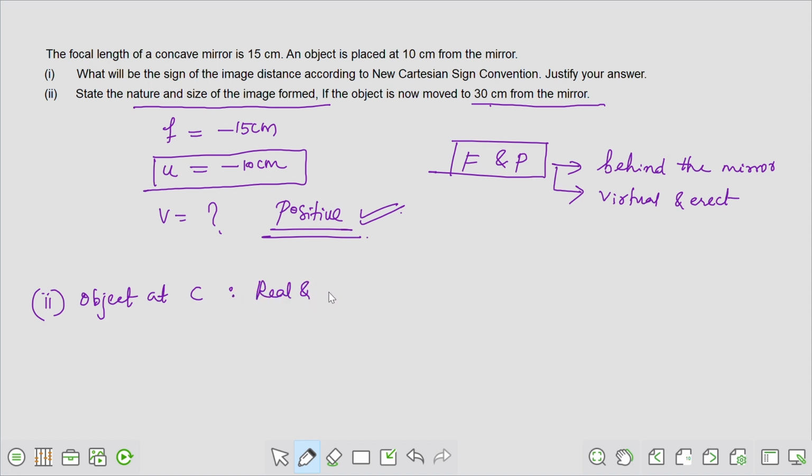Yes, it will be real and inverted. And what about the size of the image? Yes, same size. Size of the image is same. Now let's move to the next question.